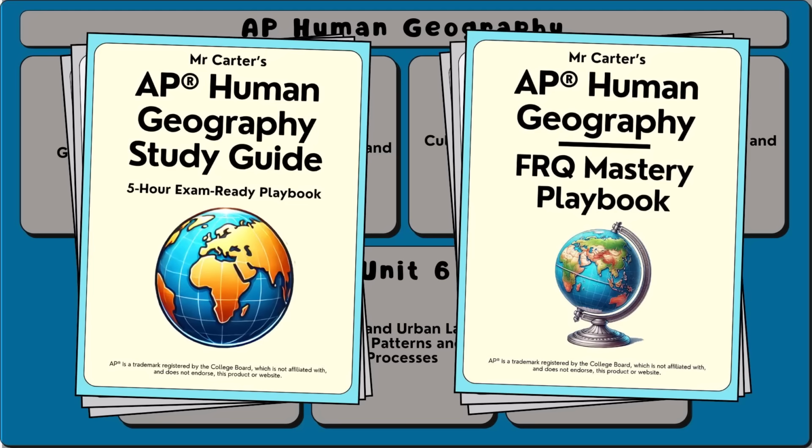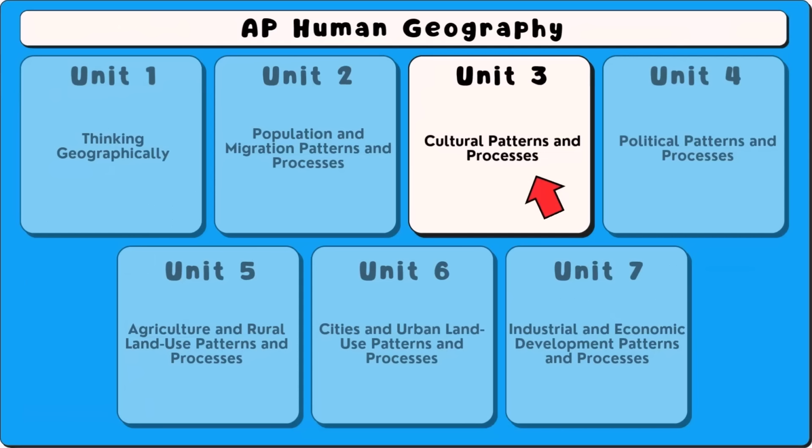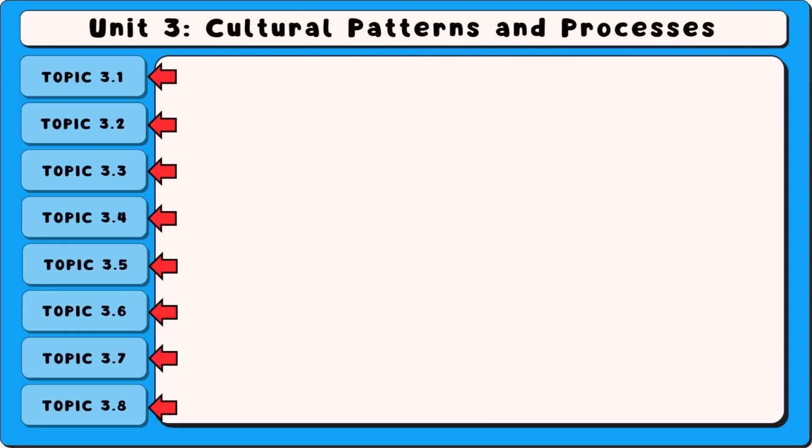Otherwise, enjoy the video. Unit 3 in AP Human Geography is titled Cultural Patterns and Processes. It contains 8 lessons. Let's dive into the first lesson.